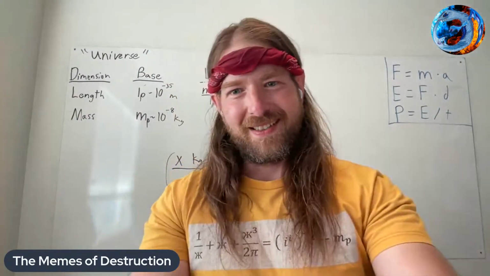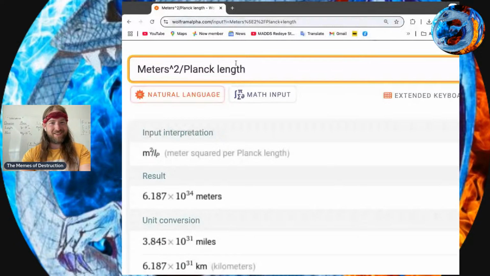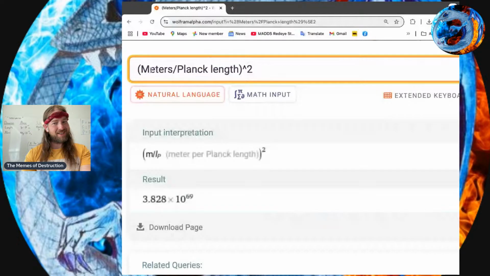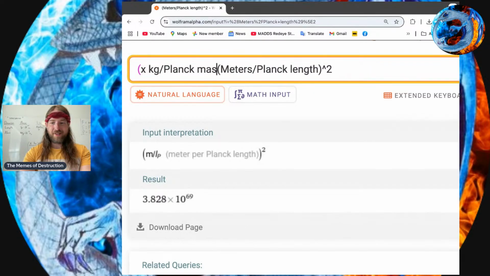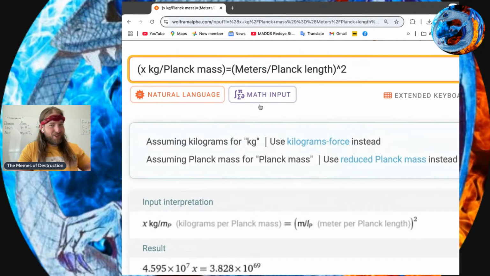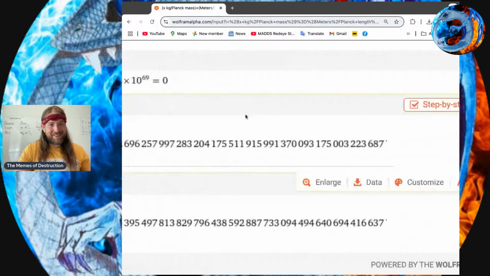All right, let's get weird. All we're going to do is take our previous expression, throw our protective brackets on, square it, and we get our 3.8 times 10 to the 69. Now all we're going to do is solve for x, kilograms divided by the Planck mass, set that expression equal, and say, go, Wolfram Alpha. Now it does the maths for us. Gives us these things. What the? Oh my God, that's a lot of numbers.